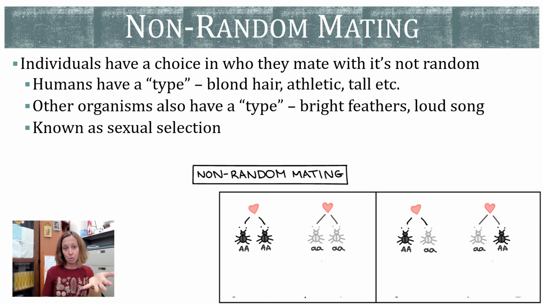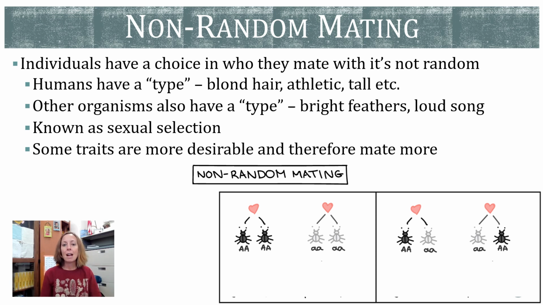It's also known as sexual selection, right? Because it happens to animals that reproduce sexually. That causes some traits to increase because they're desirable traits, like big horns on a deer, right? Those kinds of things. So it causes those traits to become more and more extreme because those are the traits that we're looking for.